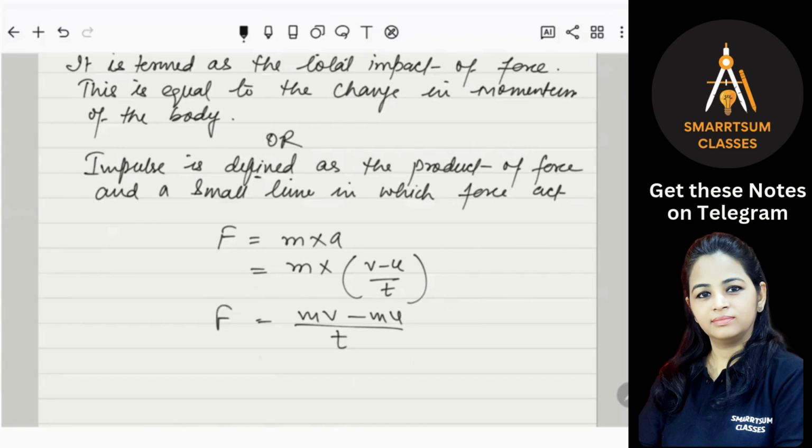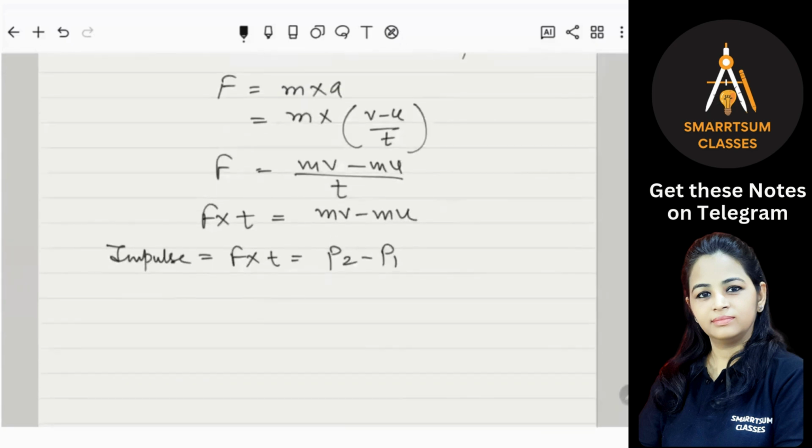Okay. Now, if you take t to this side, F into t will be equal to mv minus mu. Okay. So F into t, this is change in momentum, p2 minus p1. And this change in momentum is called impulse. What is it called? Impulse. Is it clear? Impulse is change in momentum. Okay. So change in momentum is called impulse.